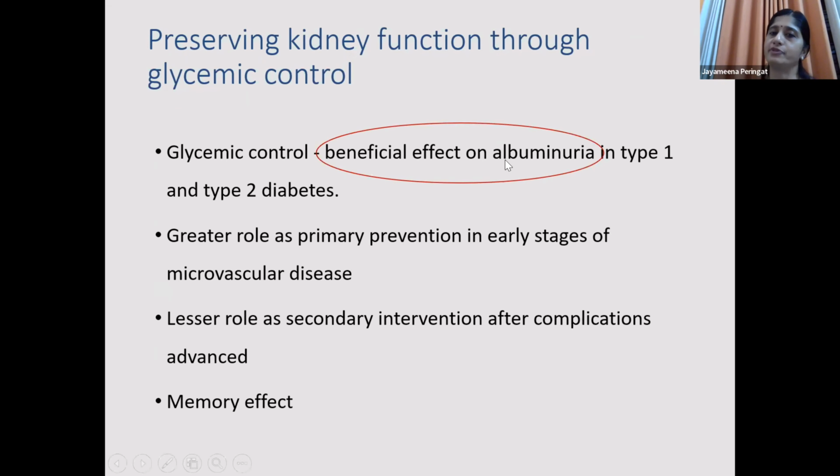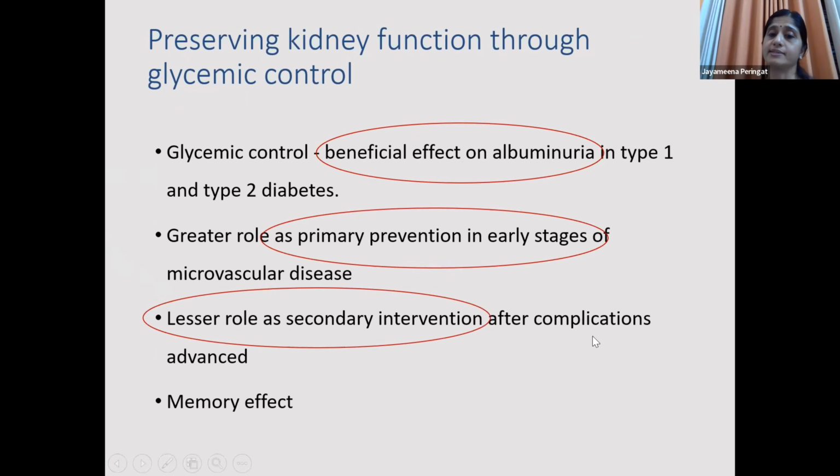Glycemic control has a beneficial effect on the kidney by decreasing albuminuria in type 1 and type 2 patients. But its role is more as primary prevention, especially in the early stages of diabetes and early stages of microvascular disease. It has a lesser role as a secondary intervention after complications, especially macrovascular complications, have set in.